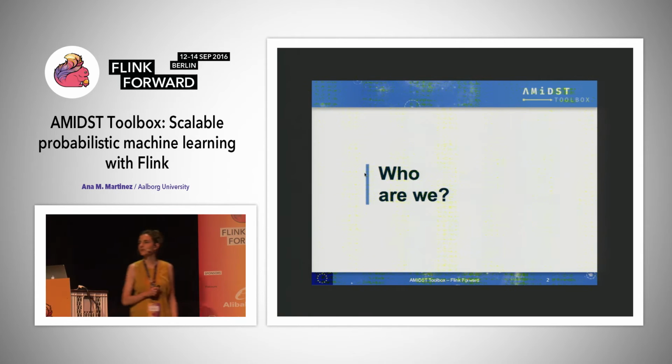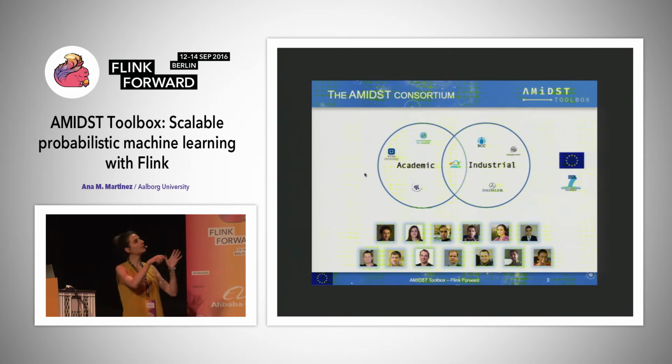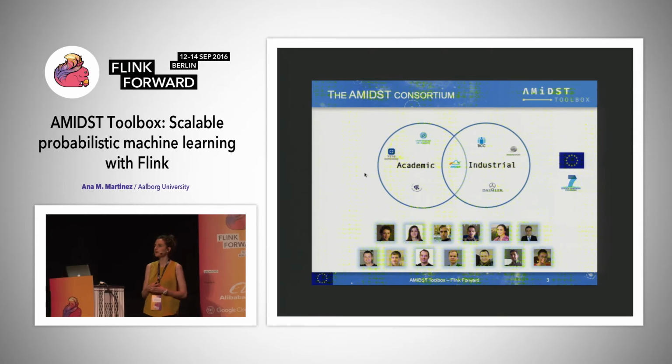So you might be wondering where this software comes from. It actually started with a European project with a pretty good balance of academic and industrial partners. We have NTNU in Trondheim in Norway, the University of Almeria in the south of Spain, Aalborg University, and on the industrial side we have BCC Financial Group, also in the south of Spain, Daimler, the car manufacturer, and Hugin Expert, which is a software company specialized in Bayesian networks.